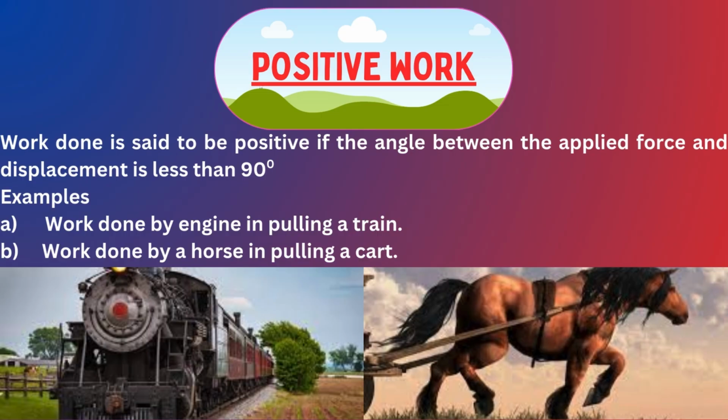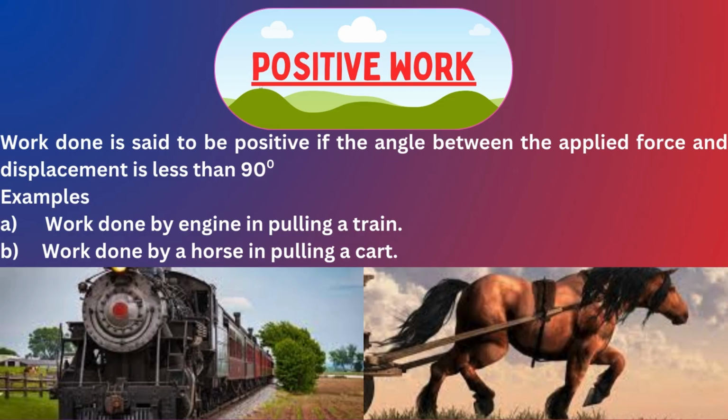Let's go through some examples. Work done by engine in pulling train. When the engine of a train pulls the train, the engine pulls the train in forward direction, and the train also moves in the same direction. That means force and displacement are in the same direction. In other words, the angle between the applied force and the displacement produced is 0 degree, which is less than 90 degree. The work done is positive.